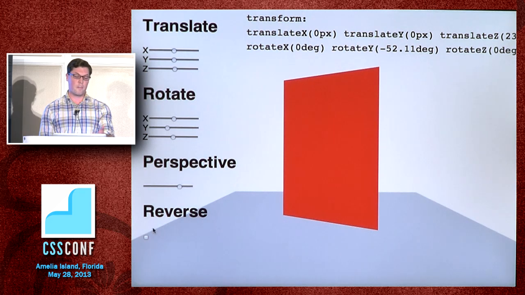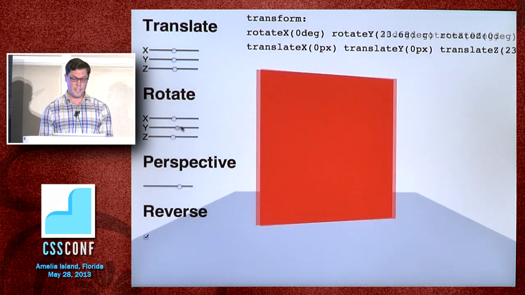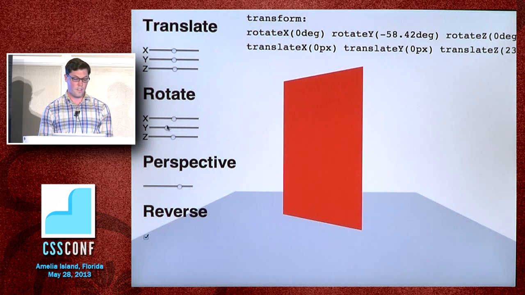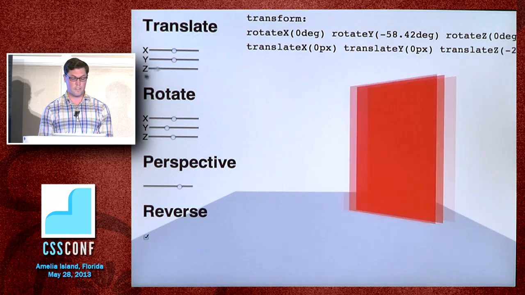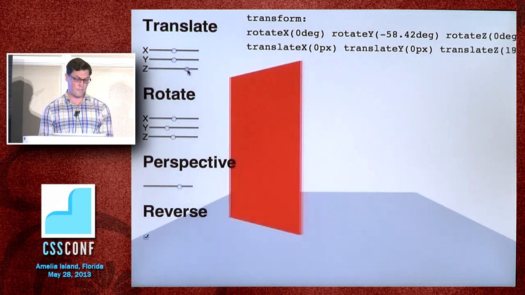But if we reverse the order of commands so that we rotate it first and then translate it, basically, you're picking your angle. Z, according to the object, is still straight out in front of it, even though it's off to the side for us. So now, when we move Z, it moves along its own axis.